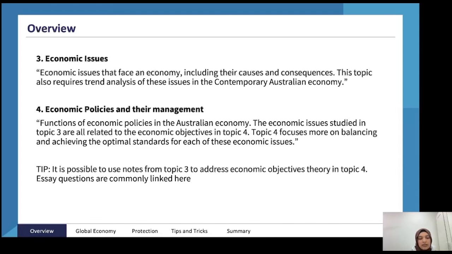A tip that I've got here is that it's possible to use notes from topic three to address economic issues or economic objectives, rather, theory in topic four. Essay questions are commonly linked here, so it's really important that you understand those links when you're revising, so that it becomes easier for you when you get to your HSC.